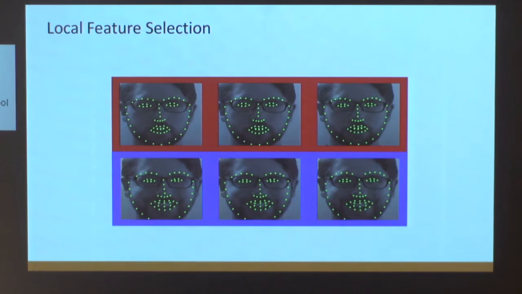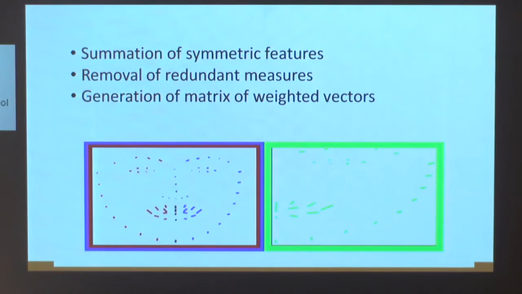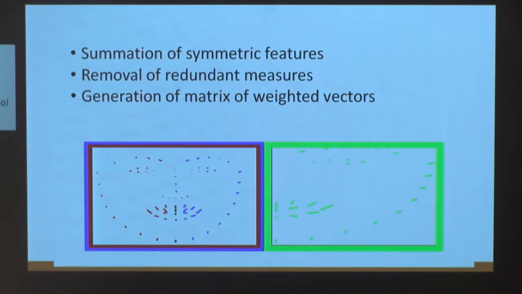We then summate the symmetric features. We're measuring movement vectors of each of the features of facial expression. We remove the redundant features, i.e. the ones that never move, and so we're just left with the eye, the eyebrow, the facial edge, and the mouth. And we then look at each one of those as movement vectors. So what we've basically got from each one is a matrix of weighted vectors.